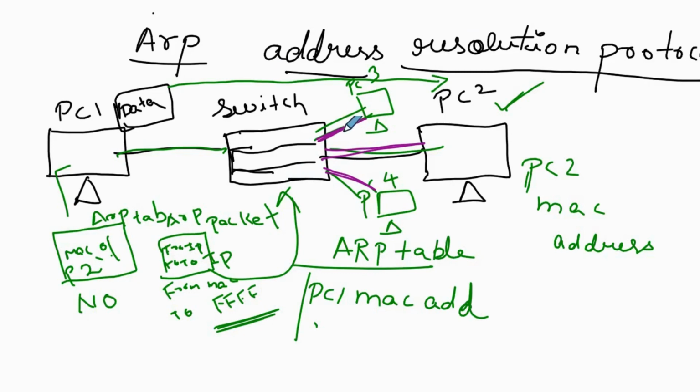All other devices which receive the ARP packet will reject it. Only PC2 will accept the ARP packet and send the ARP reply, since the destination IP is its own. PC3 rejected the ARP packet and PC4 also rejected it. Only PC2 accepted it because it identified that the destination IP address is its own IP. It identified that this packet has been received for me only.